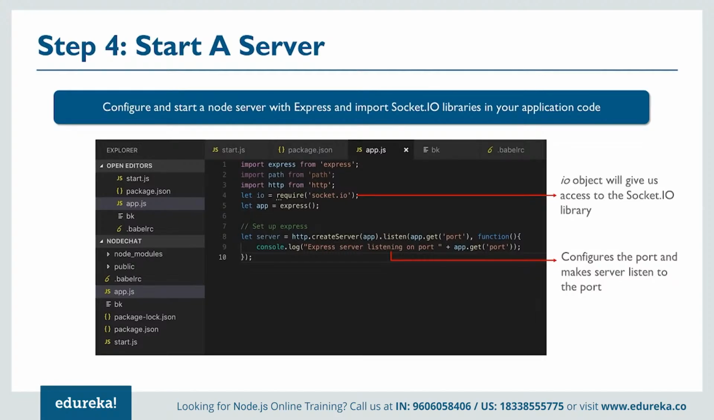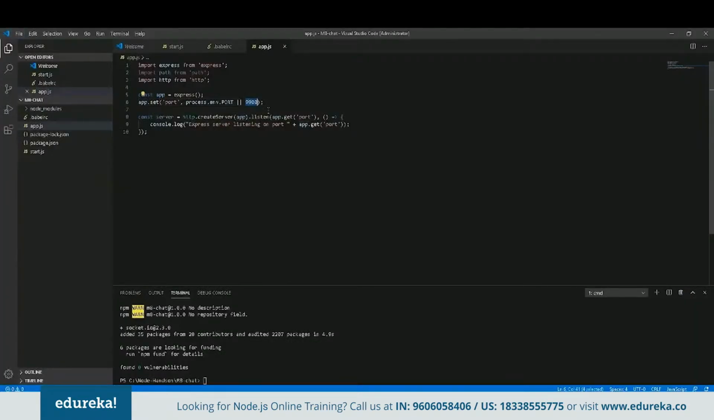The IO object gives us access to the socket.io library, so we can use the IO object to do the socket.io stuff that we want to do in our application. And here we are configuring the port and making the server listen to the port. We've also mentioned the port number, so for us it will be 9900. If it's set in the environment variable, it will take that one.